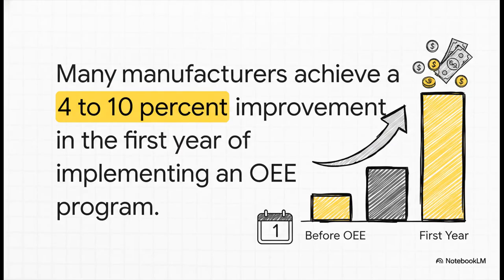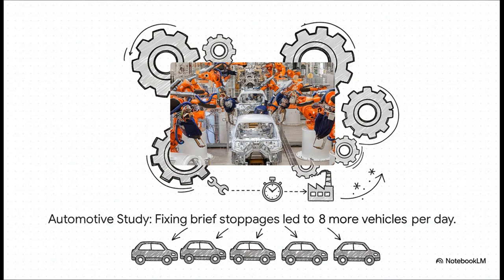And look, this isn't some pie in the sky scenario. A lot of manufacturers who really commit to an OEE program see a 4 to 10% improvement in the very first year. The ROI is huge, and it can happen really fast. Let's get into some real-world stories.